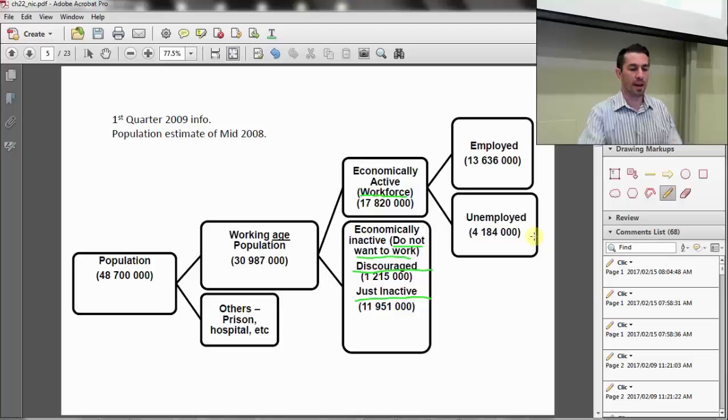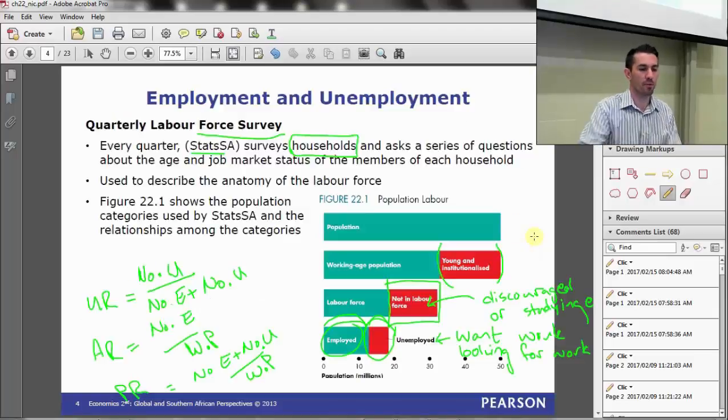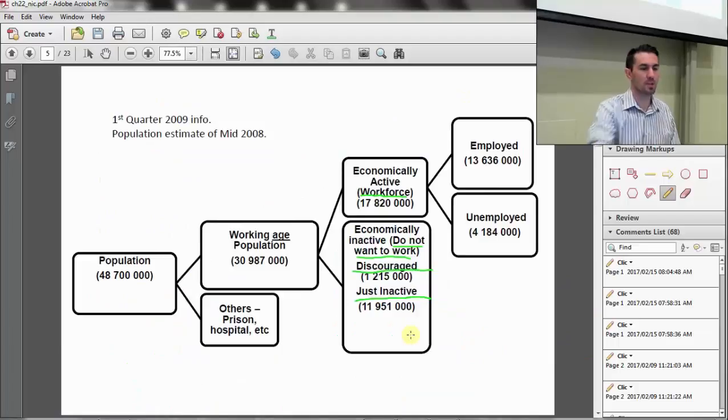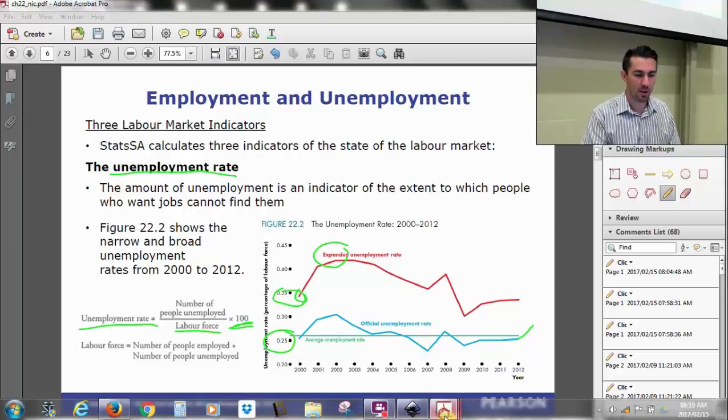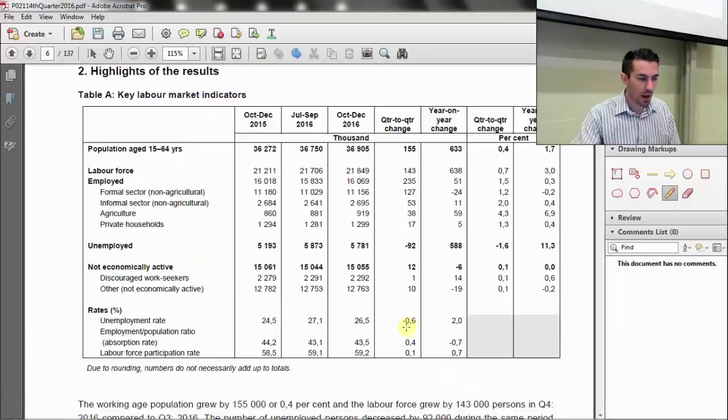So this diagram here, sorry, it's just a repeat of this diagram here. It's just another way of looking at it. What is our current unemployment rate? So this graph is talking about 2012. It said in 2012 it was just below 25%. What is it currently? Our unemployment rate currently?